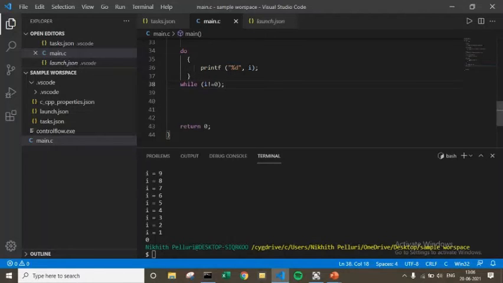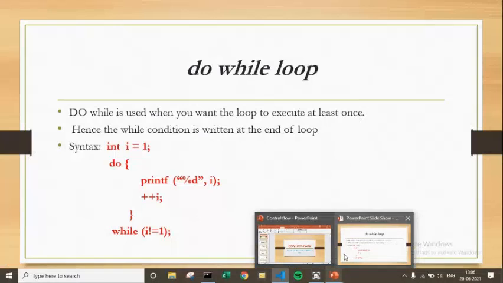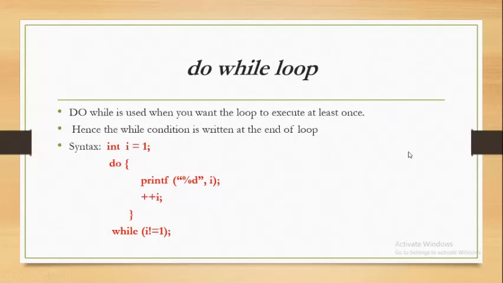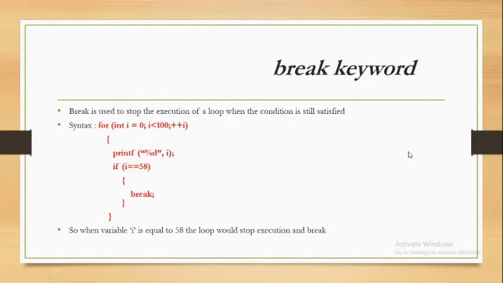So almost our concepts are over, but the one last concept that is remaining is the break keyword. What is the break keyword? The break keyword is very straightforward. It is used to stop the execution of a loop when the condition is still satisfied.